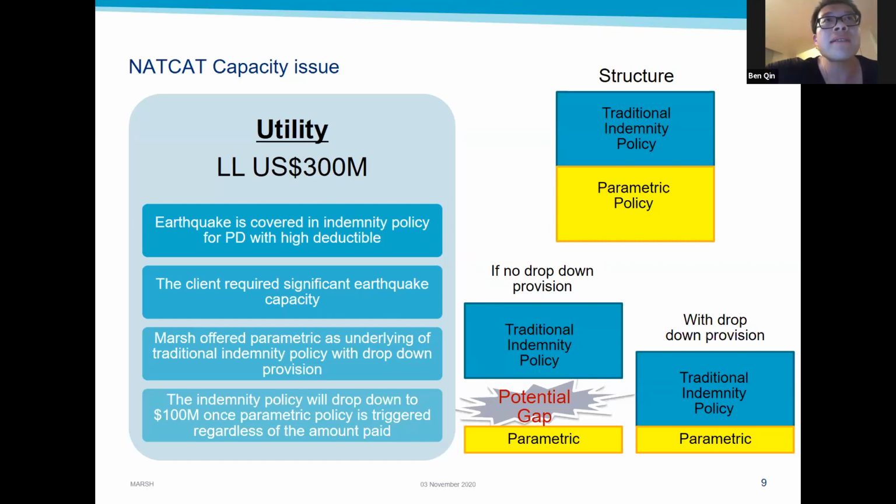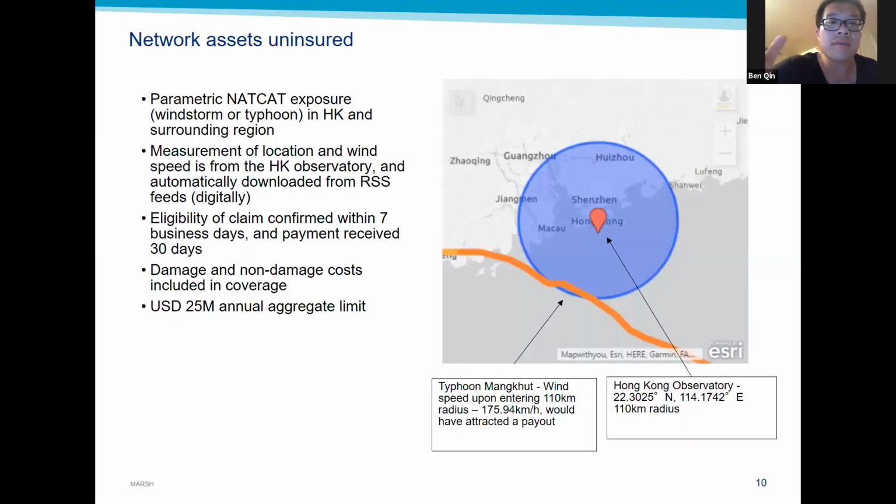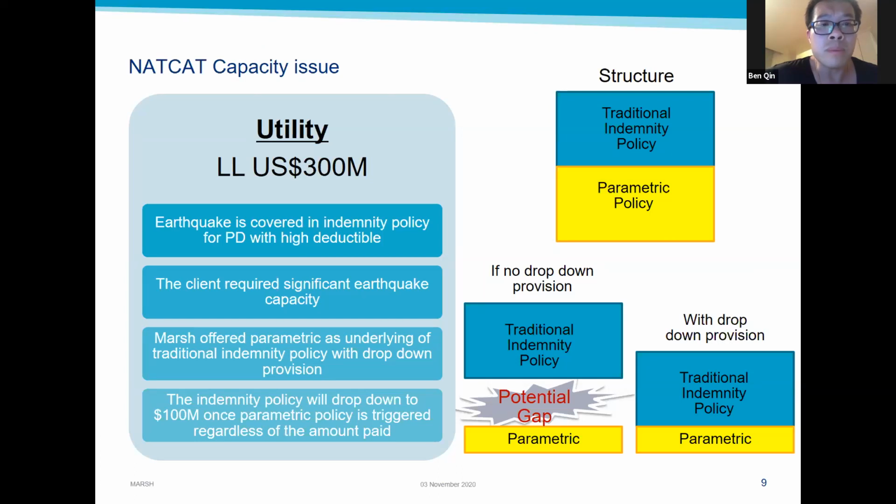If certain conditions are met, the traditional cover will actually drop down to provide a buffer where there could be room left before the parametric policy gets exhausted, and before the traditional cover would actually drop down otherwise. So there's a drop down provision as a result of sewing up the two covers, and the result of that is overall total cost savings as well as increased capacity because we're able to add in the underlying capacity there on a parametric basis.